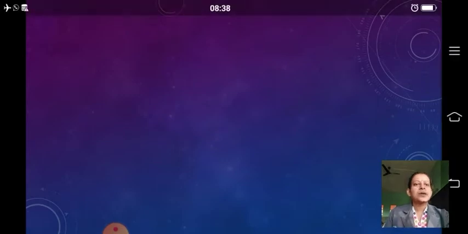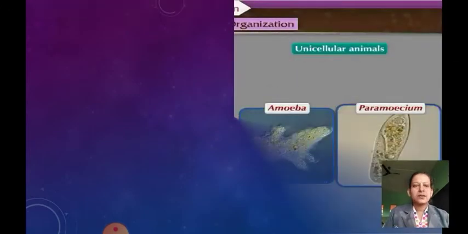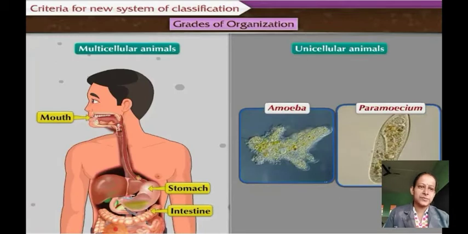So for that, there are different criteria, and the first criterion is grades of organization. You know that all living organisms are made up of cells, and depending upon the number of cells, organisms are divided into two different groups, that is unicellular organisms and multicellular organisms. Right now we are talking about animals, so they are unicellular animals and multicellular animals.